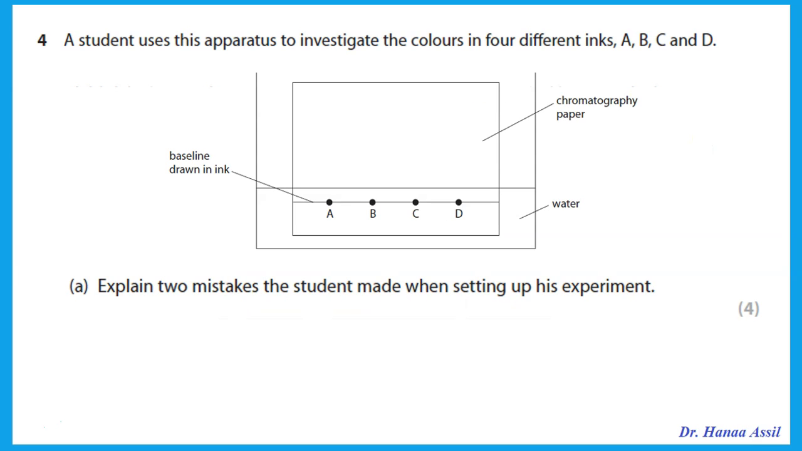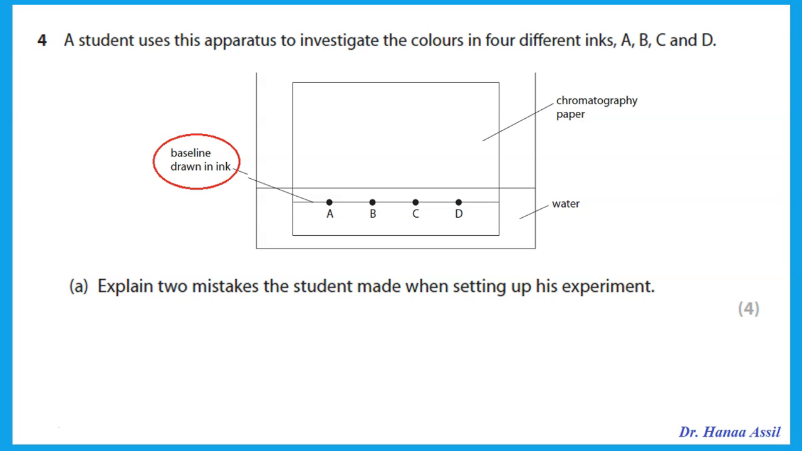A student uses this apparatus to investigate the colors in 4 different inks, A, B, C, and D. Explain 2 mistakes the student made when setting up his experiment. What is wrong with this diagram? Can you see a mistake? Well, first of all, what does it say? It says the baseline was drawn in ink.